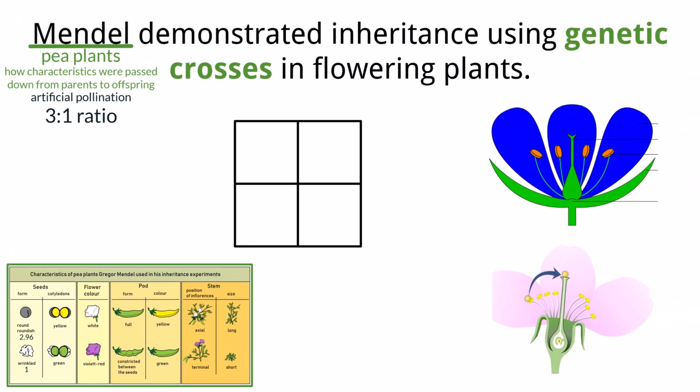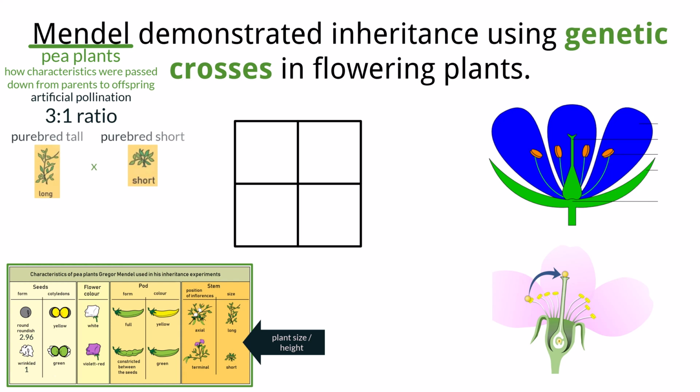Let's look at another characteristic, plant height. Mendel took purebred tall plants and crossed them with purebred short plants. Purebred means that tall plants only had the characteristics of tall plants, and short plants only had the characteristics of short, as did the parent plants of each group. He wanted to see if he got all tall plants, all short plants, or a mix of short and tall when he crossed the purebred tall with the purebred short. The result of this cross were that all of the offspring were tall.